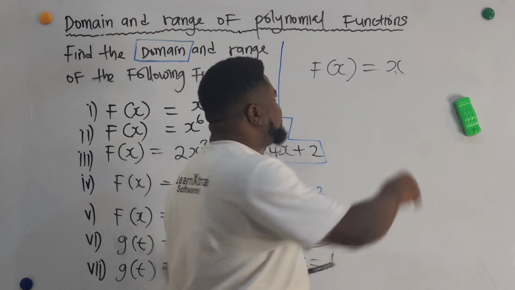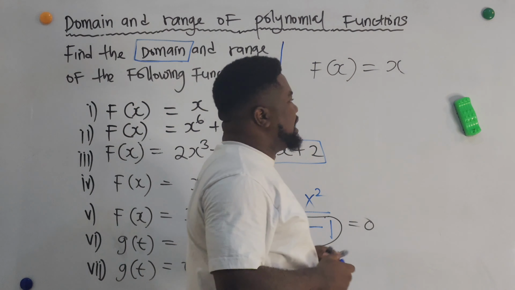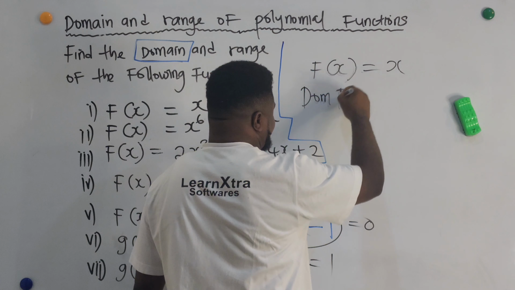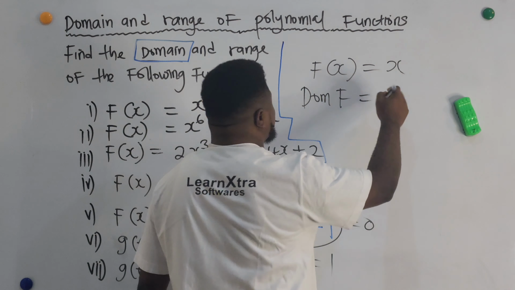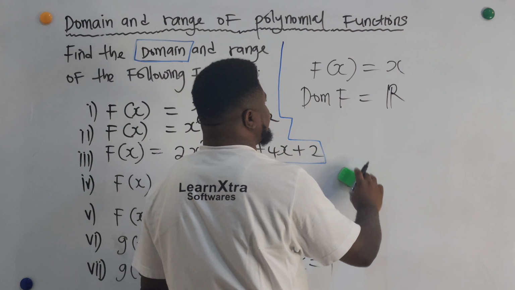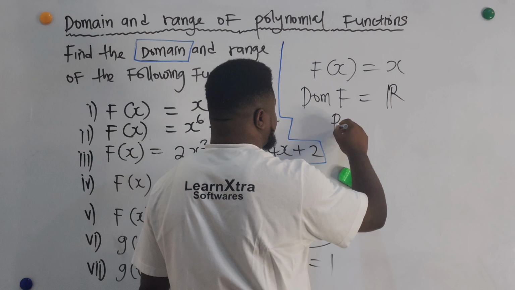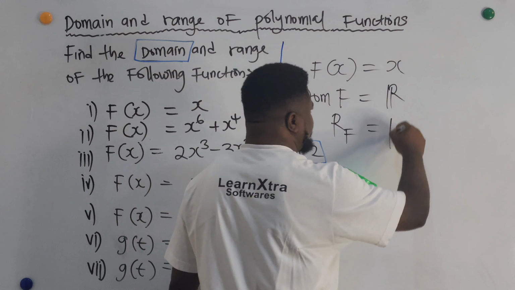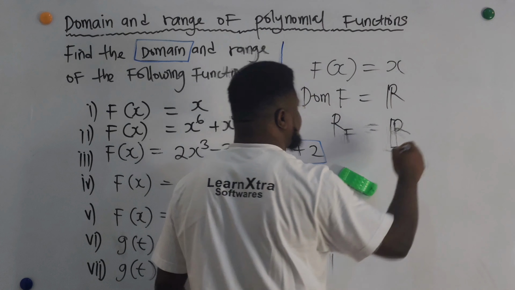So with this, we can say that our domain, dom f, everything will work here. So our domain, dom f, is all real numbers, and the range of f is also all real numbers.